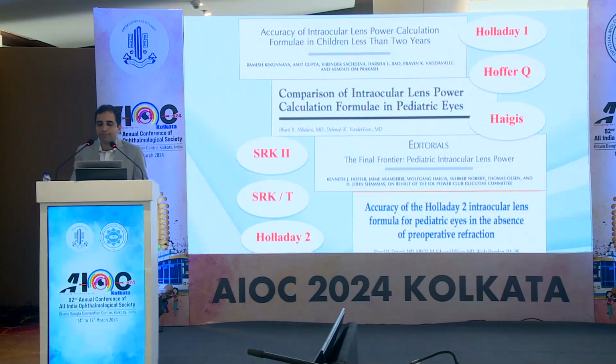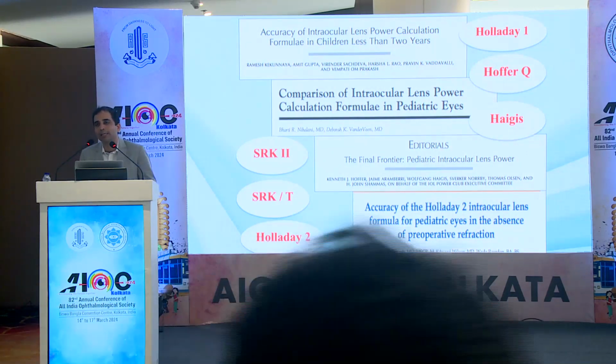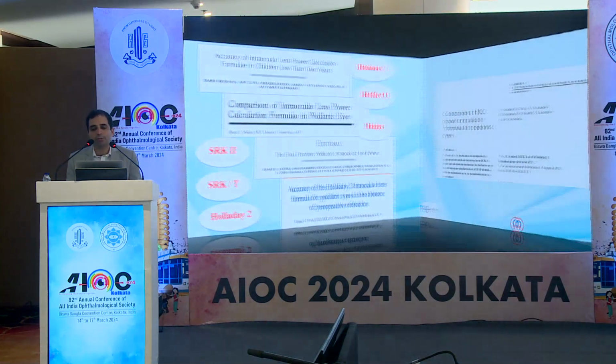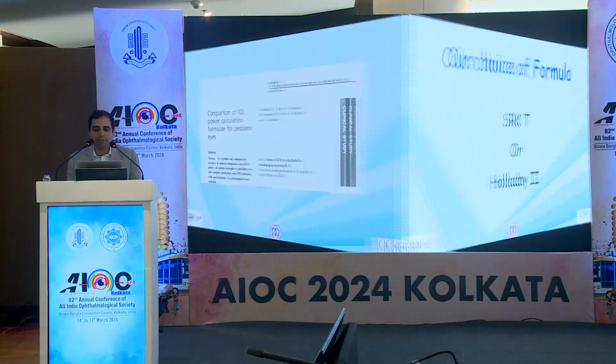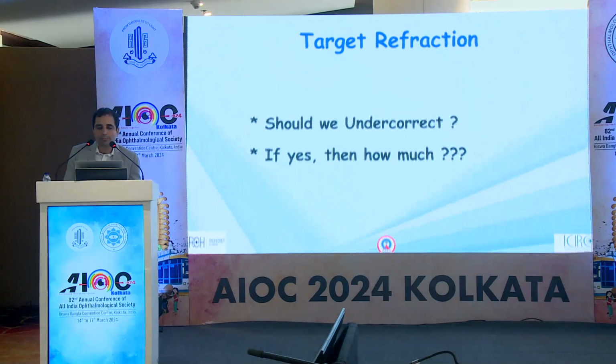The IOL power calculation formulas, unlike adults where we have 2 or 3 very good formulas which we can blindly rely on, in children the literature is completely divided. And that's because each pediatric eye is very different based on whether it's unilateral, bilateral, age of surgery, and so forth. So several papers have given several different options to consider. We've analyzed our own data, which we published many years back, and we find in our hands the SRK/T or the Holladay 2 seems to work the most accurate as far as pediatric eyes go.